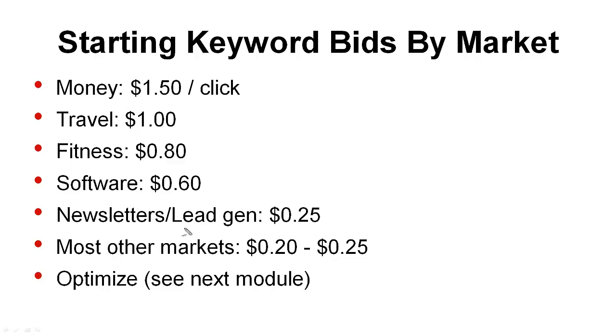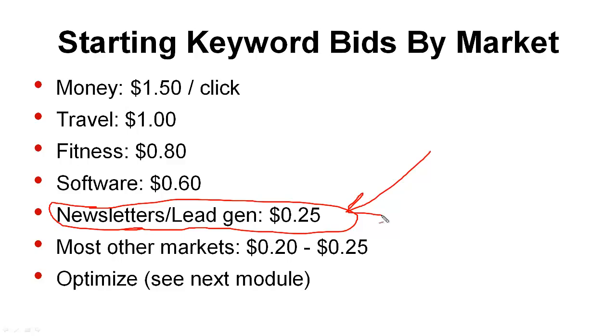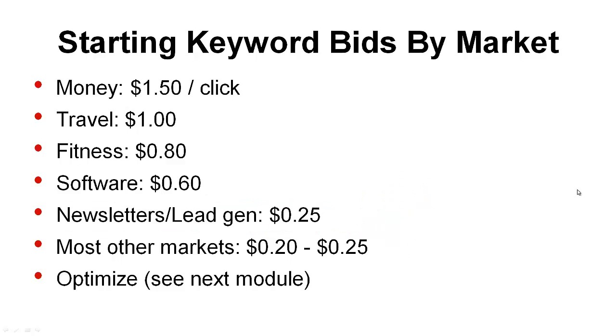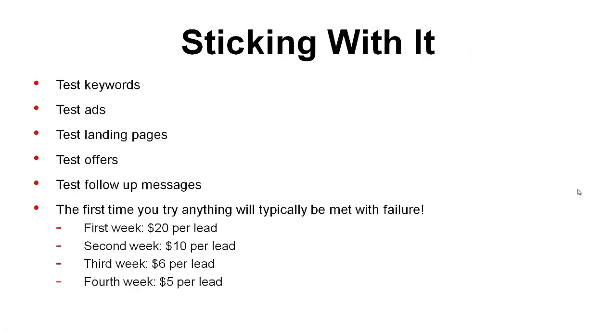So if you're doing newsletters and lead generation for your business opportunities, so you're trying to get them to sign up for your emails or a newsletter subscription, so that you can send them a free 5-day training or something like that, you'll probably start your bids somewhere around 25 cents. So again, for most other markets, you're going to start somewhere in 20 to 25 cents. And then we're going to go into the next video, I should say. We'll talk more about optimization then.